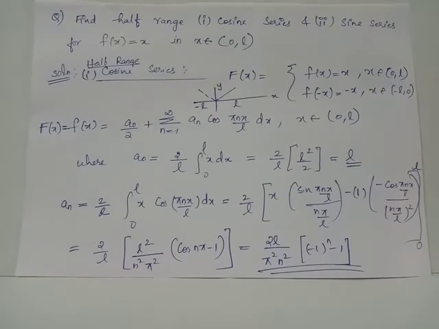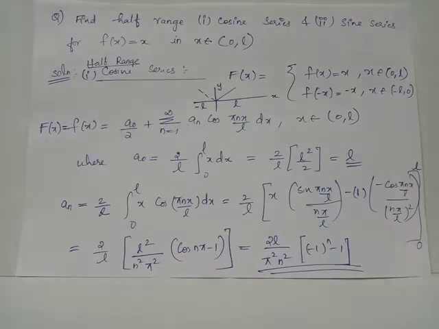We have capital F of x equals f of minus x in the range x belongs to minus L, 0. So that we have capital F of x equals f of minus x equals minus x defined for x belongs to minus L to 0. Notice that we have this graph for capital F of x, and this graph itself ensures that the function capital F of x is even function.